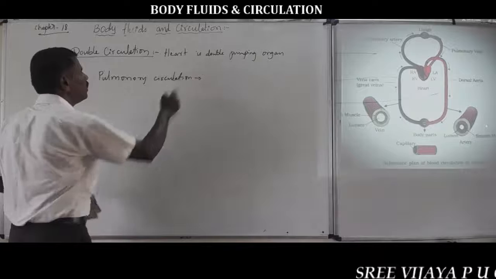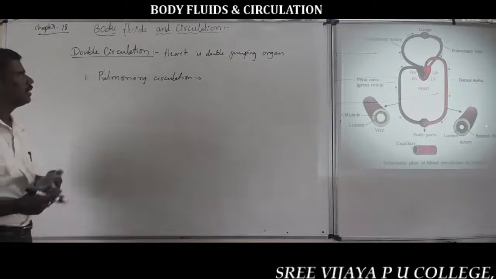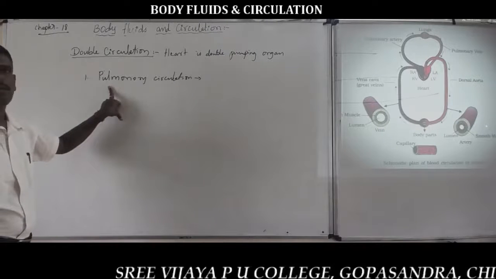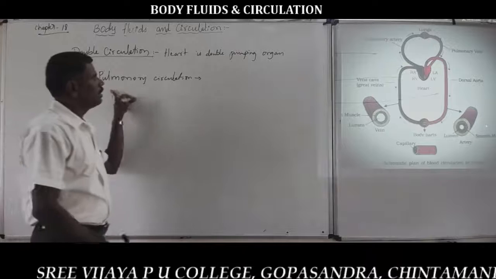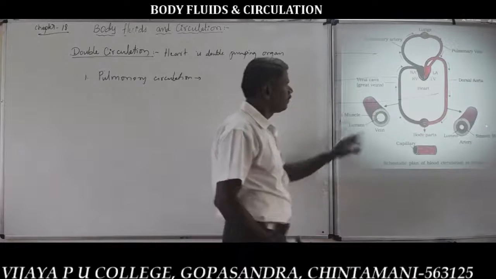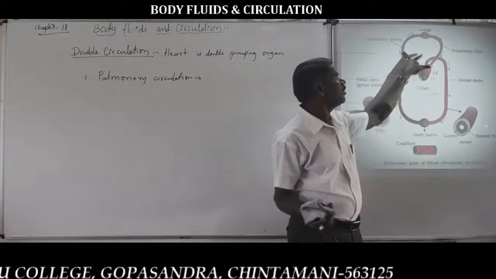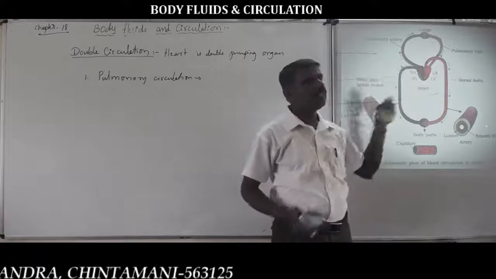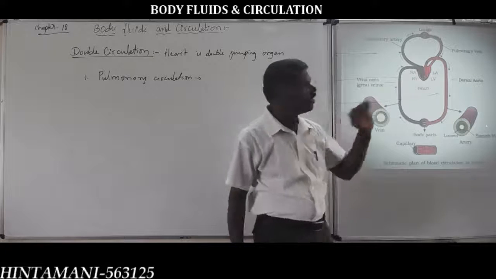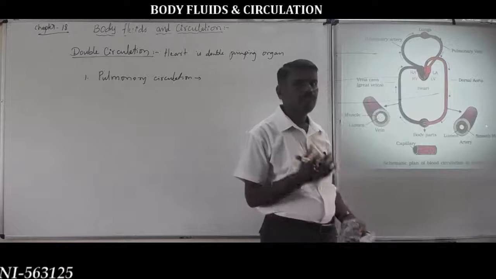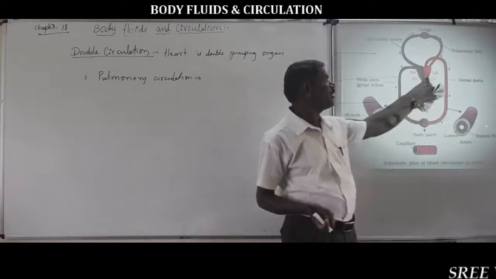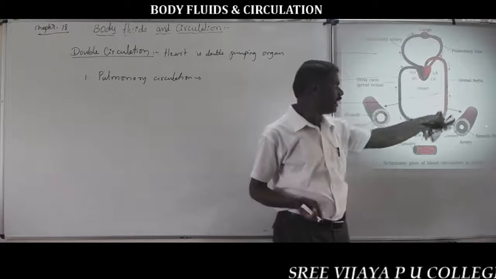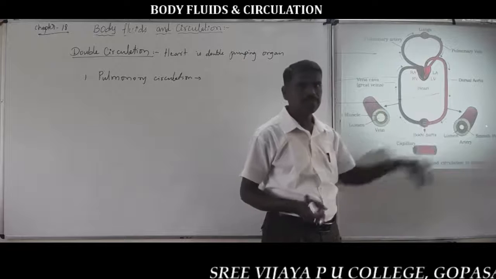It is the first circulation out of these two circulations of double circulation. The first one is pulmonary circulation. In the pulmonary circulation, the right side of the heart pumps the deoxygenated blood towards the lungs. From the lungs, oxygenated blood enters the left atrium, which pumps the blood towards the left ventricle. From the left ventricle, the same oxygenated blood is pumped towards the body tissues.